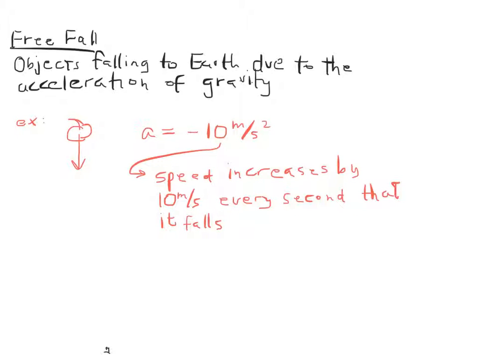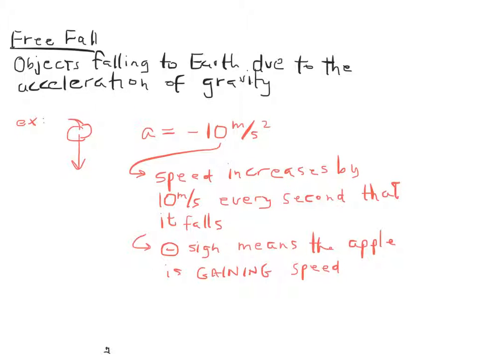Some other stuff. You'll notice there's a negative sign out front. That negative sign gives us direction. The negative sign means that the apple is gaining speed in a negative direction. In our case, the negative direction is down. So it is, as we said last unit, speeding up, moving down.